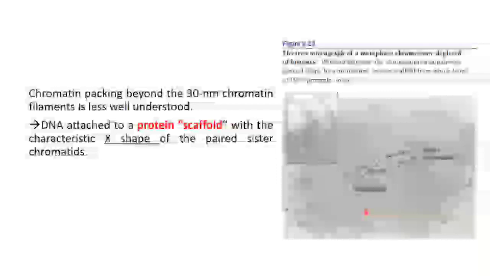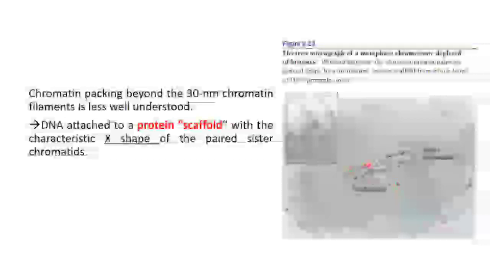Beyond the 30 nanometer chromatin fiber, the chromatin packing beyond this 30 nanometer chromatin filaments depends on non-histones. We are done with the histone proteins, now we use the non-histone proteins. One of the non-histone proteins is known as the scaffold protein. What is the shape of this scaffold protein? This is the scaffold protein, guys. This is the protein alone without the DNA.